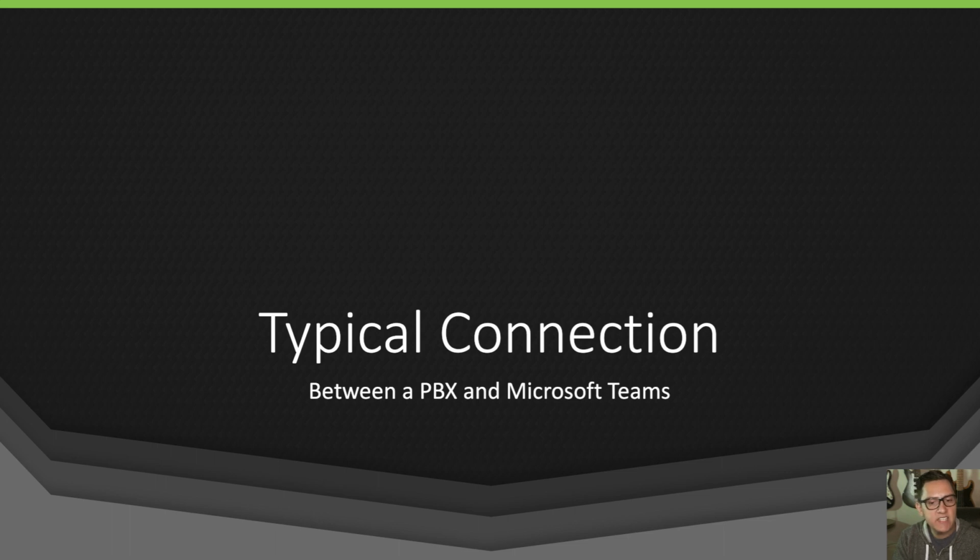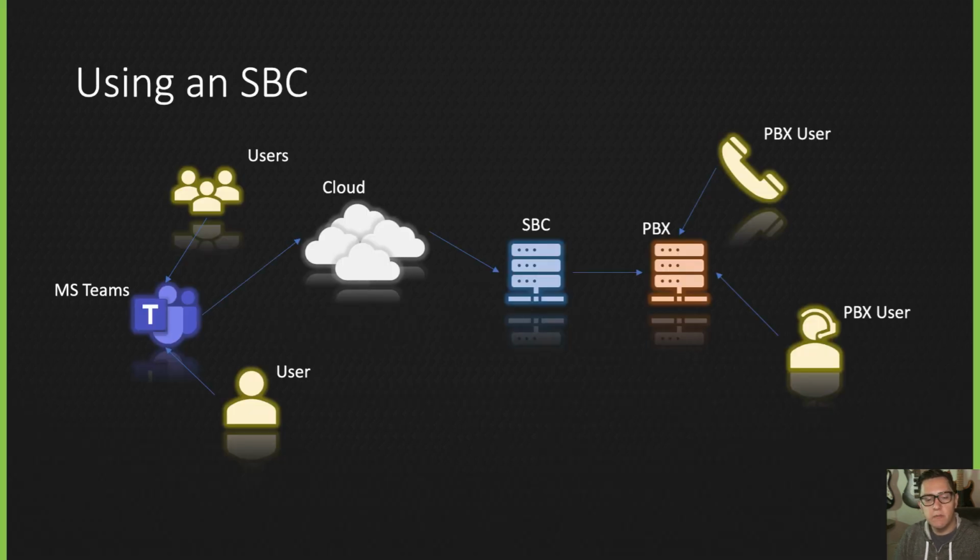So, what is a typical connection between a PBX and Microsoft Teams? Typically, you would use an SBC as an intermediary. So, you would have your Microsoft Teams application, which is cloud-based. So you would have your users connect, actually through the cloud and then to Microsoft Teams, but let's say that they're using Microsoft Teams directly.